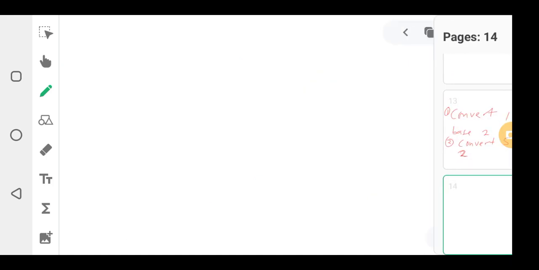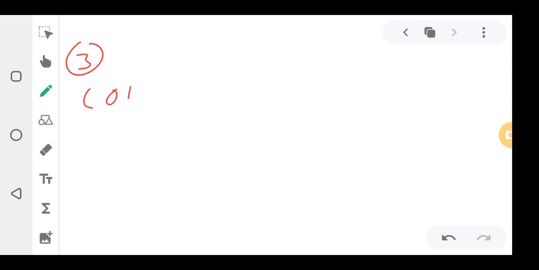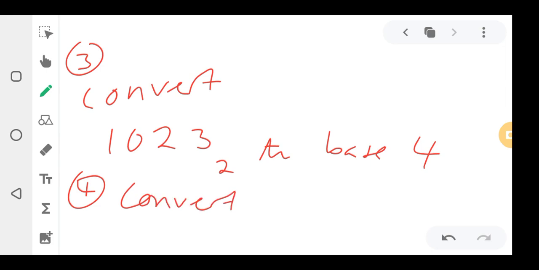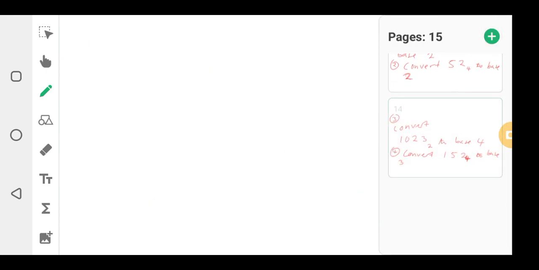And then question 3: Convert 1023 base 2 to base 4. Question 4: Convert 152 base 4 to base 3. Okay, that's the end, guys.